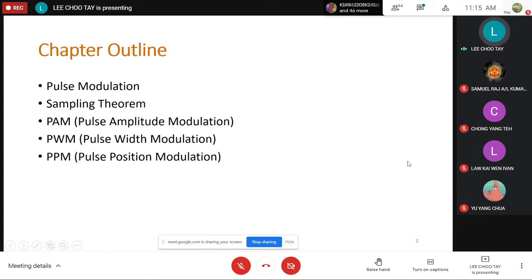So the outline for this chapter is as follows. We're going to study pulse modulation. Before we go into details, we need to know a bit about the sampling theorem. I believe you have studied the sampling theorem in your DSP, so this is not something new, just a quick revision. Then we're going to study the three types of pulse modulation. The first one is pulse amplitude modulation, or PAM in short. The second one is pulse width modulation, or PWM. And the last one is pulse position modulation, or PPM.